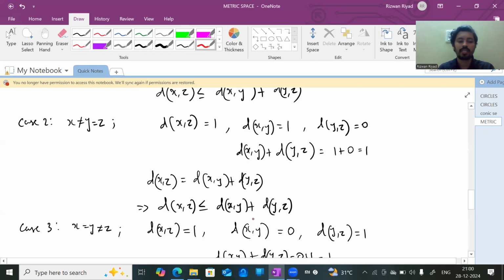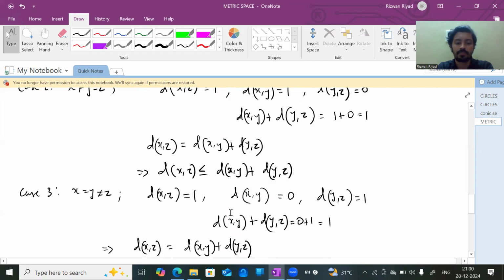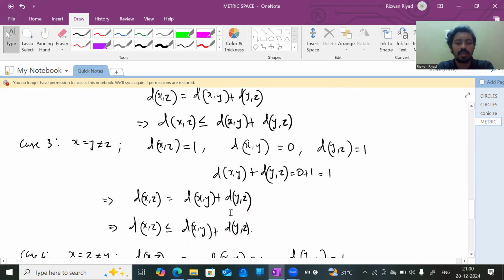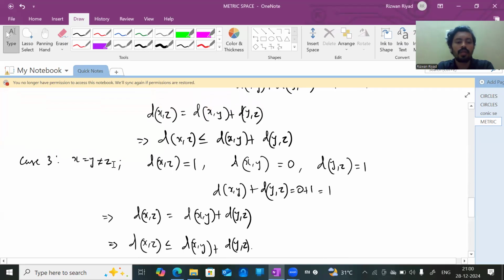Let's see the same in case 3. Case 3 means x equal to y not equal to z. So what is d of xz? x and y are equal, but z is different. So z is different from x, and d of xz will be 1 according to the definition of metric. What is d of xy? d of xy will be 0 because x equal to y. What is d of yz? d of yz will be 1 because y and z are different.